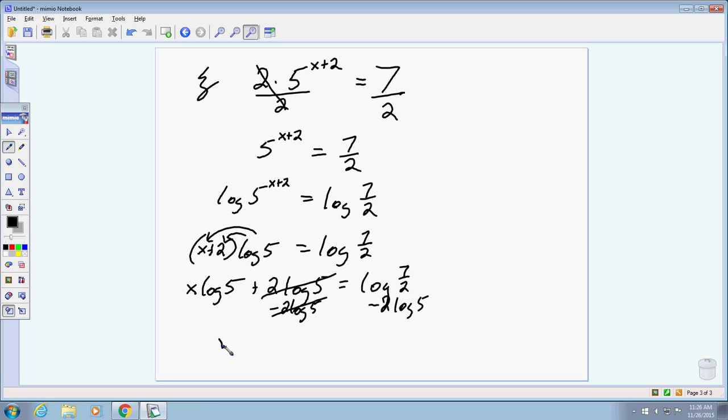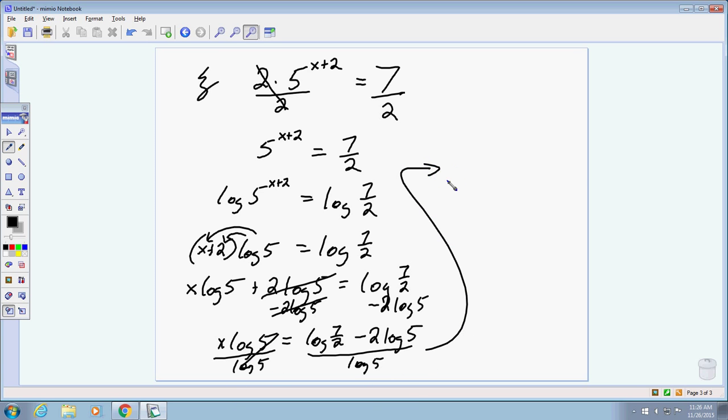And now I've got x log 5 equals log of 7 halves minus 2 log 5, like so. What would you do with log 5 now? Divide it out of both sides. So, x equals. So let's get our calculators out because we got to know how to do this.